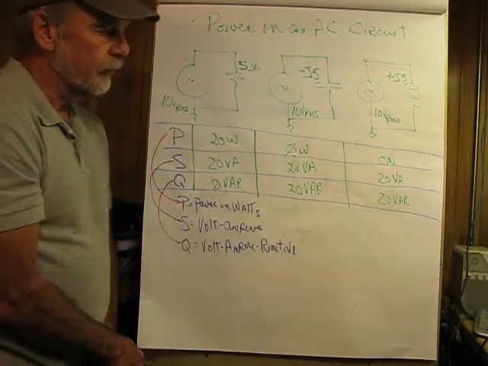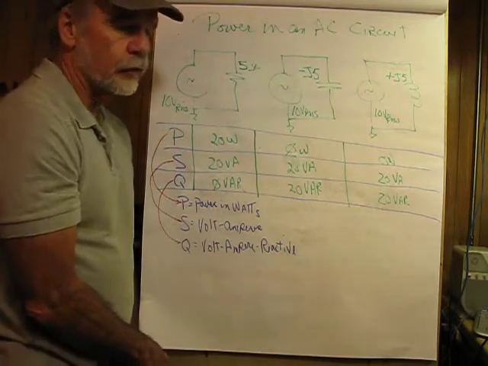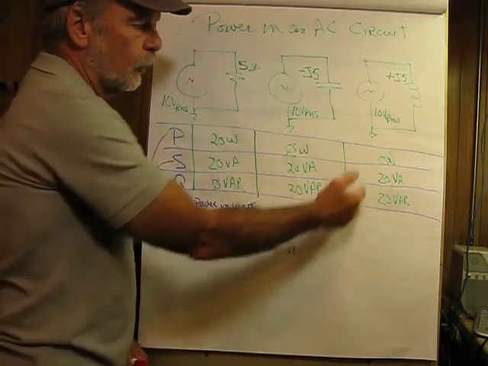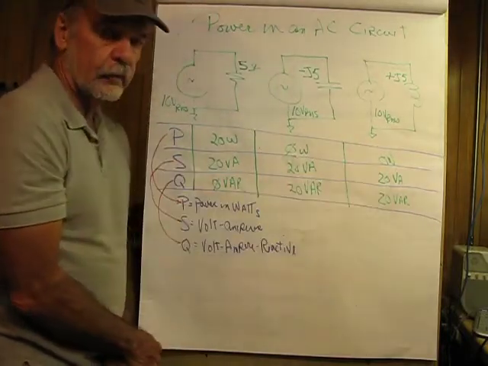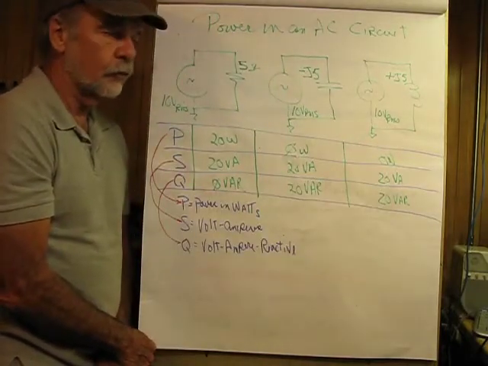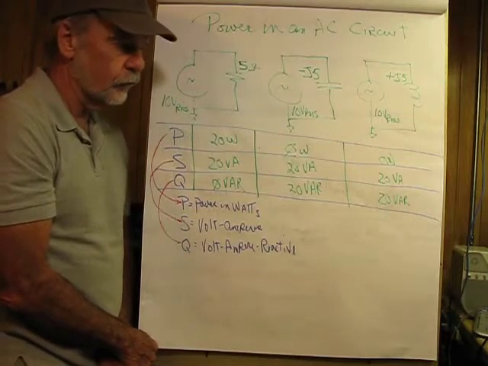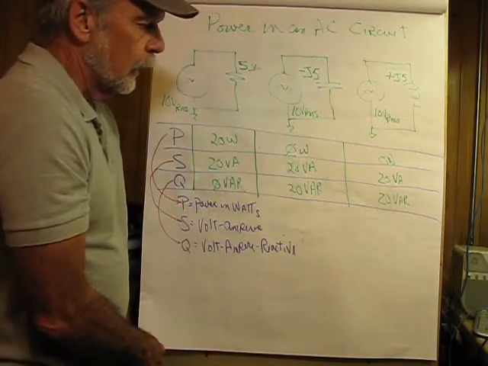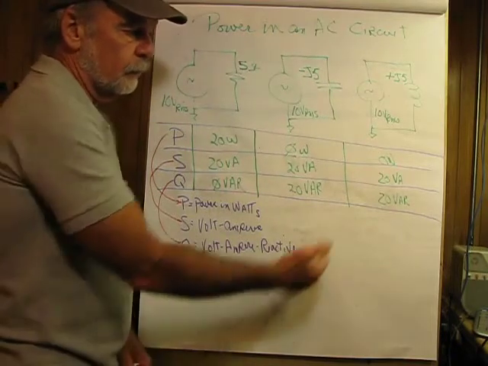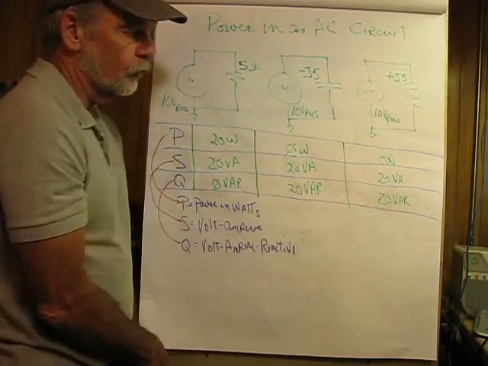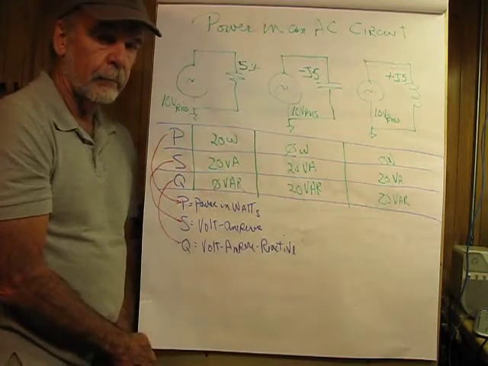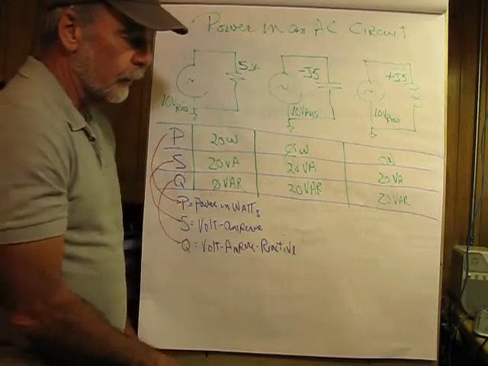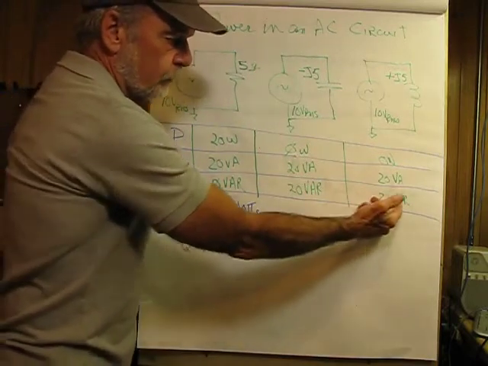Lastly, if we look at the inductive circuit, it's storing energy in a magnetic field part of the time and then returning it. So the power it dissipates is 0 watts. We're assuming there's 0 ohms winding resistance and 0 ohms everywhere else. The current flowing in the circuit is the same, 20 volt amperes, and this is storing energy in a magnetic field, and then when the magnetic field collapses, it returns that energy. So that would be Q equals 20 VAR.